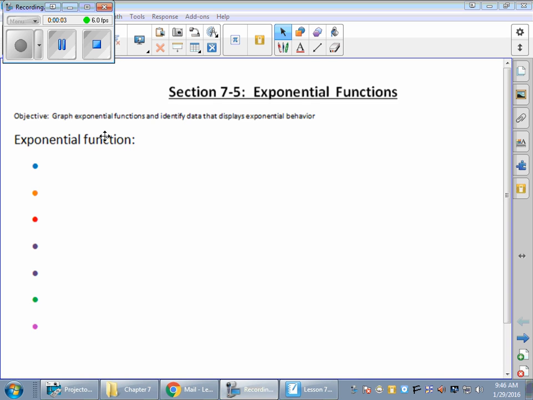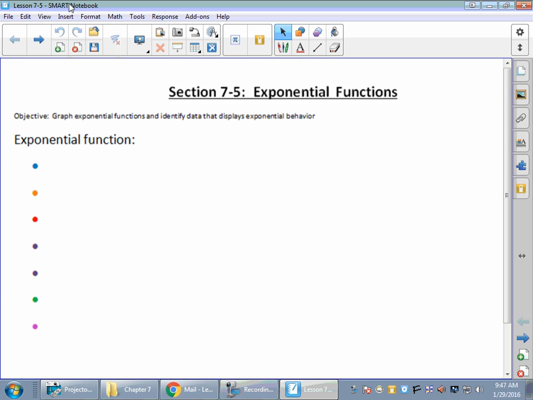Hi there. We are ready for section 7.5, exponential functions. We have been talking about exponents. We solved exponential equations in section 7.3b. By the way, there is no 7.4, so don't be thinking you missed it. So now we're going to actually look at exponential functions, and we're going to graph them in this section, and we're going to talk about exponential growth and decay.